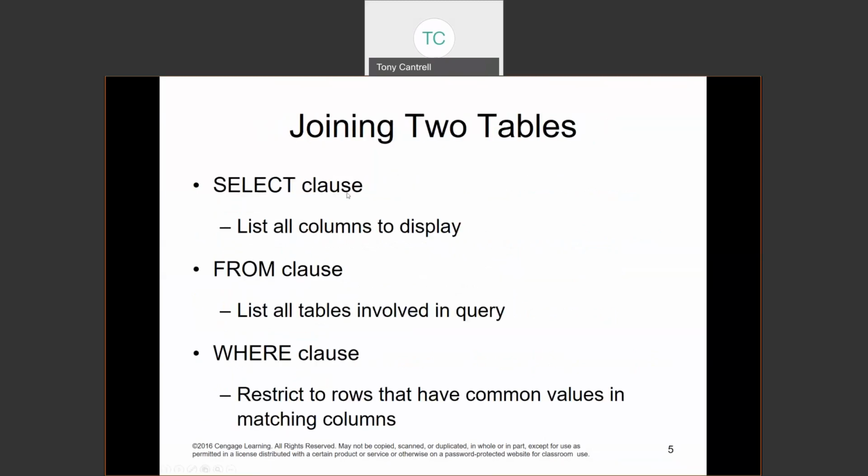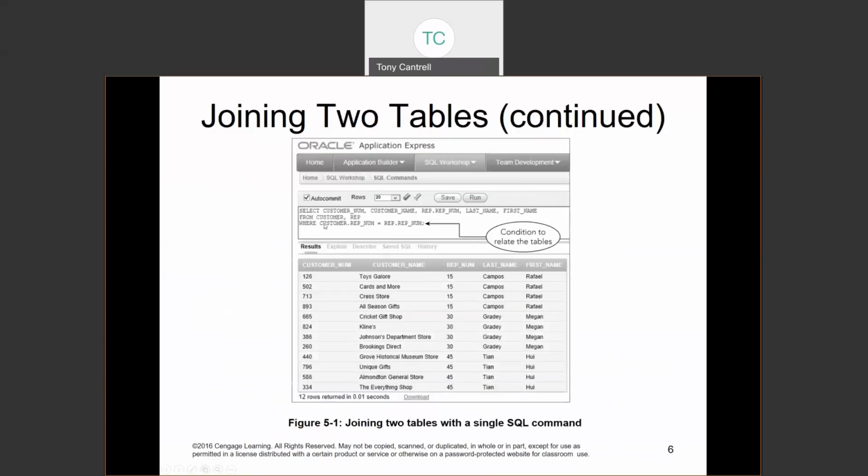In the select clause, you list all columns to display. In the from clause, list all the tables involved. In the where clause, you restrict the rows. And here's an example: from customer, comma, rep. Here's the main thing you have to make sure you include.